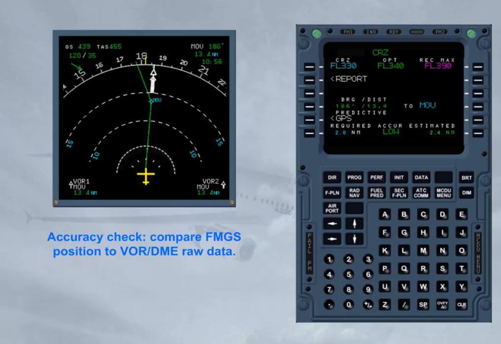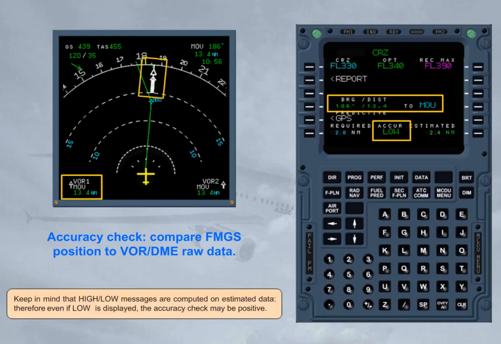Keep in mind that high-low messages are computed on estimated data. Therefore, even if low is displayed, the accuracy check may be positive.